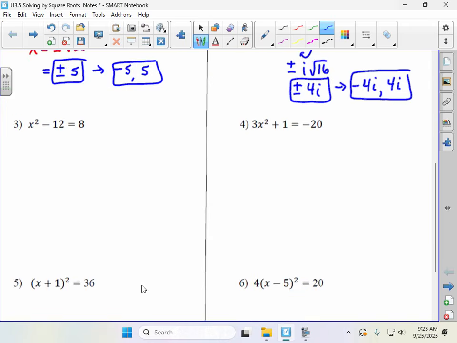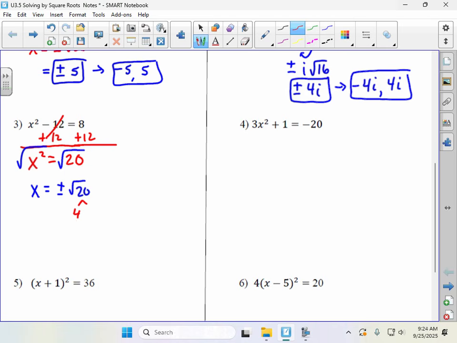All right, number 3, x squared minus 12 equals 8. Let's add 12 over. So x squared equals 20. Then we'll square root both sides. So we have x equals plus or minus radical 20. Now we can simplify this. It's 4 times 5, 2 times 2, so there's a pair, and that 2 comes out. So we have plus or minus 2, and then we have that 5 left over, so radical 5. Again, make sure the plus or minus comes first and then 2 root 5.